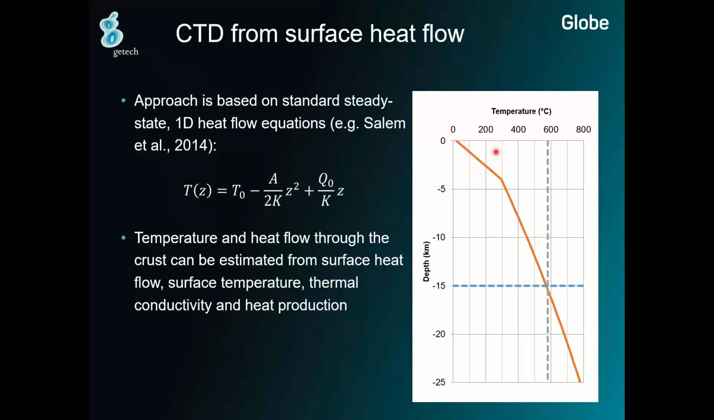And so basically what we do is we take our model of conductivity and heat production, our surface temperature and our heat flow, and we basically track down along this curve until we get to the Curie temperature. And then we read off the value, and that is our Curie temperature depth from surface heat flow.